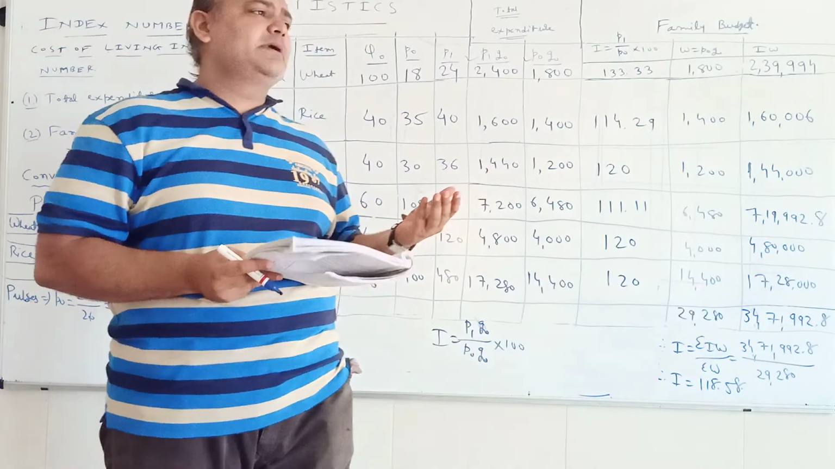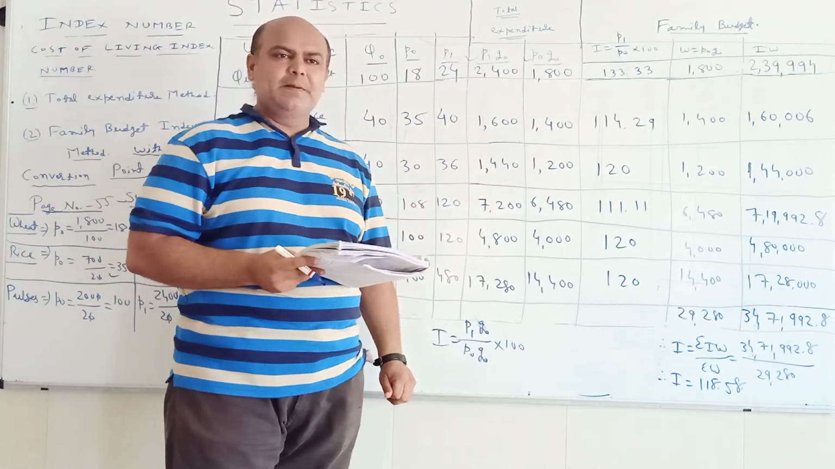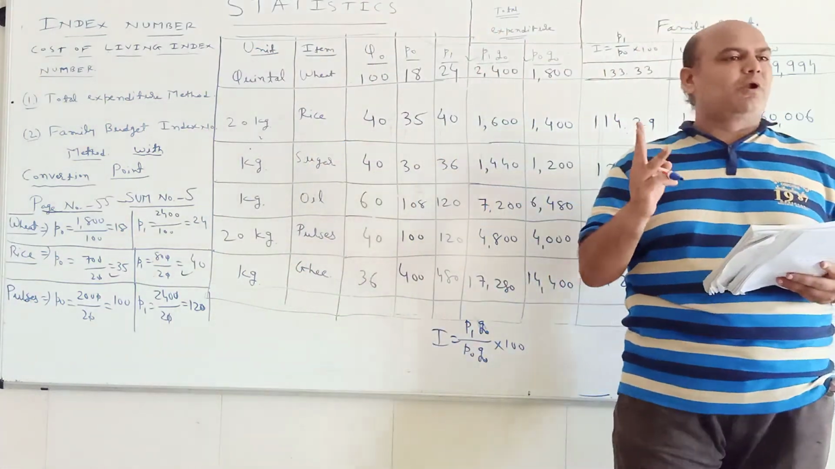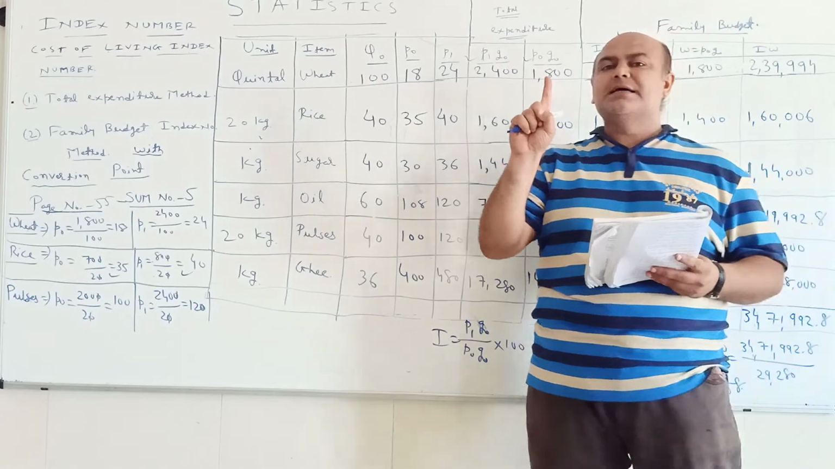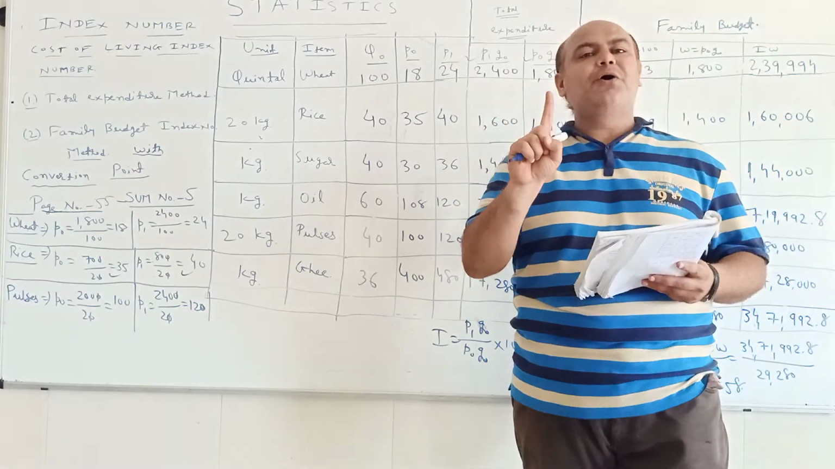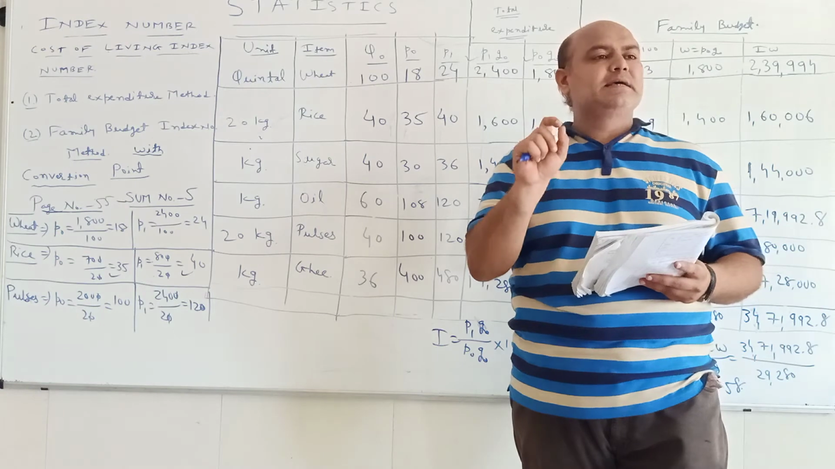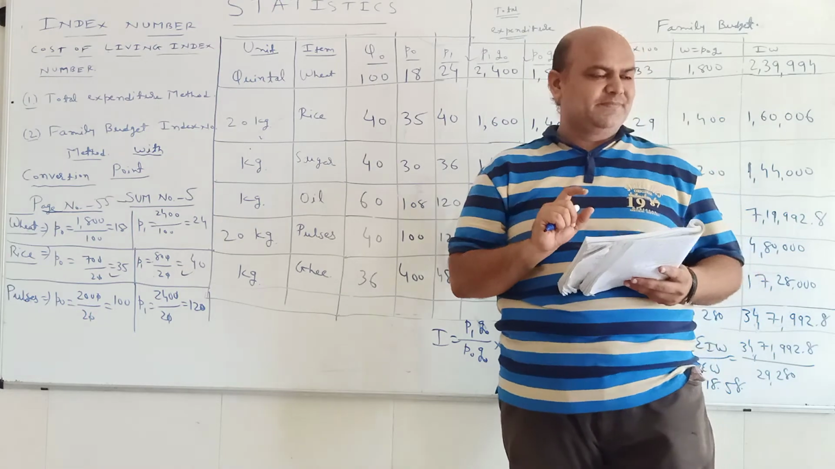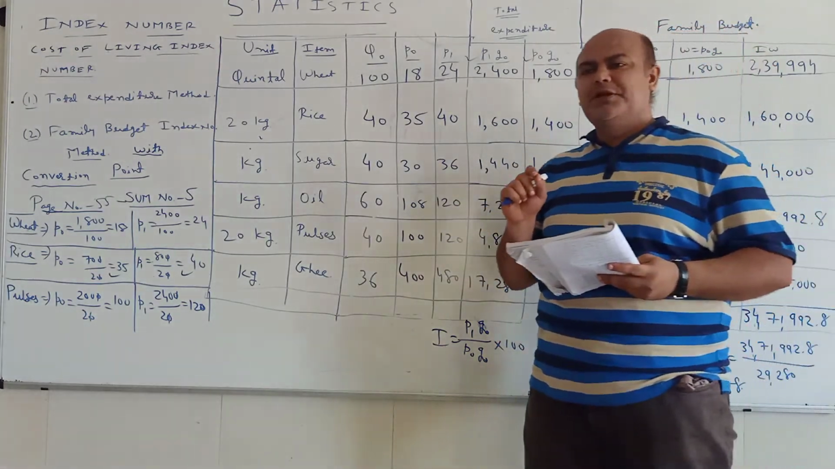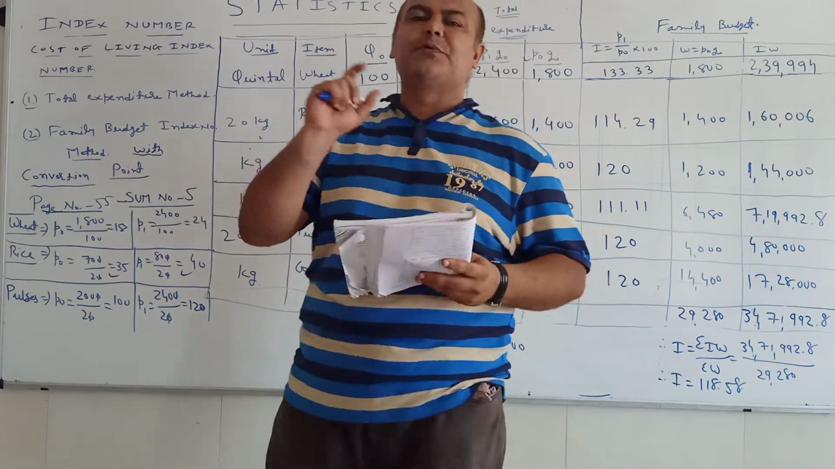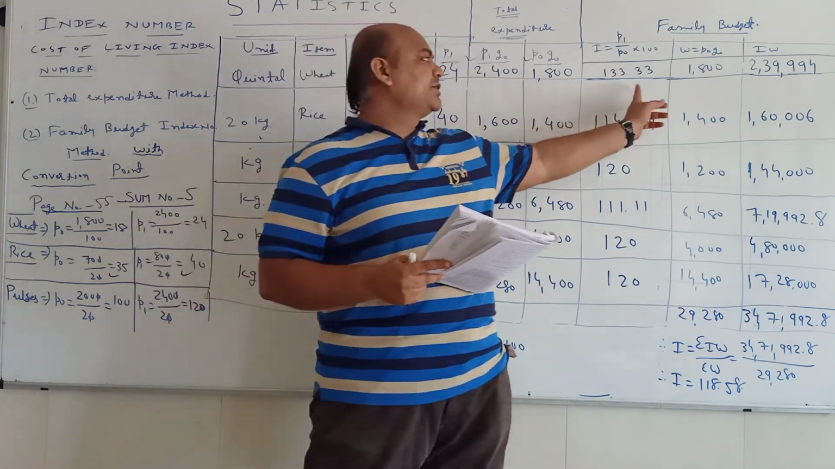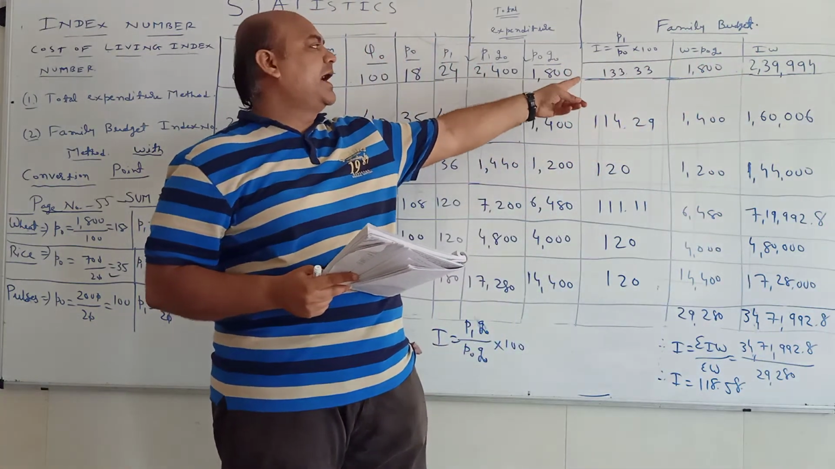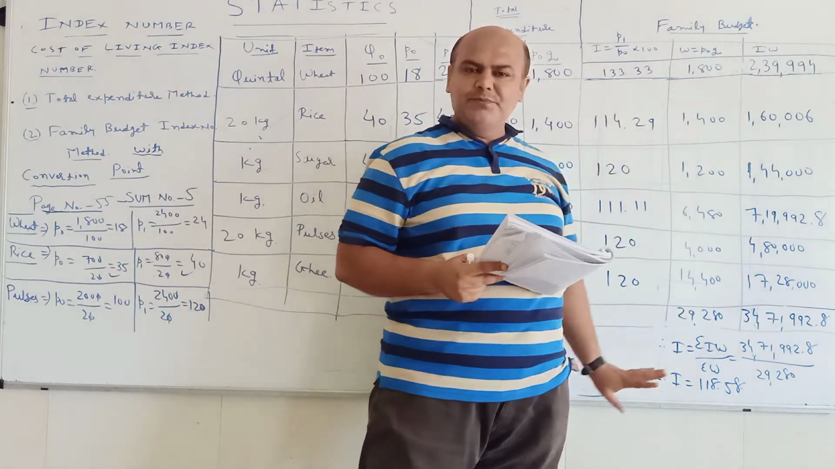Now our next method is the family budget index number method. For this method, we have to prepare three additional columns. First column is I. The formula of the column of I is I equals P1 upon P0 into 100. The formula of the column of W is P0 Q0. And the multiplication of both, that is IW. So three additional columns, I, W and IW.